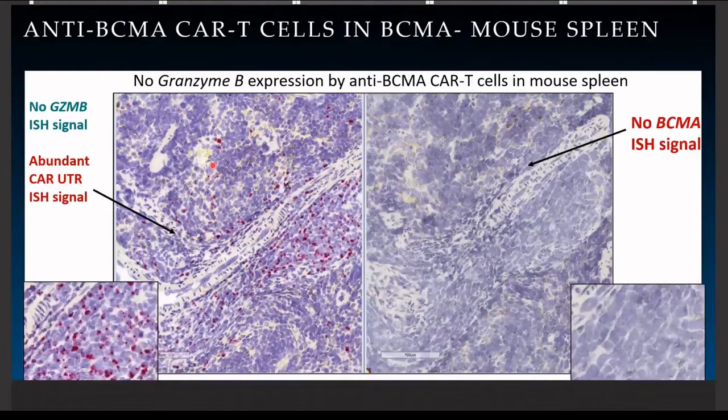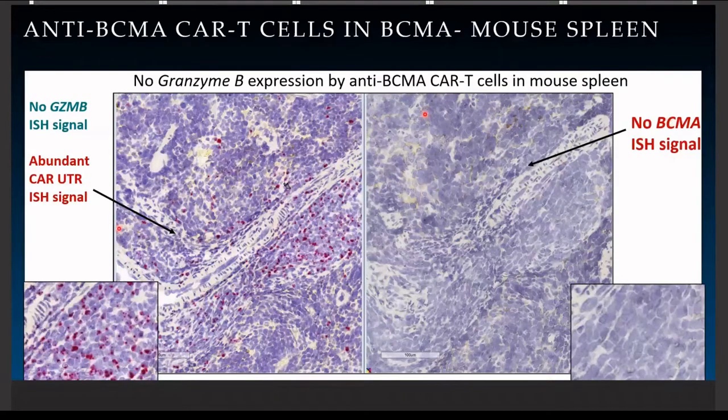So now in this particular image, I'm showing you an example of how we looked at the expression of BCMA antigen in the normal mouse spleen. I'm sorry, on your right hand side, you can see an image where we don't see any BCMA expression in the mouse spleen, as you would expect, since it's an antigen predominantly expressed in tumor cells.